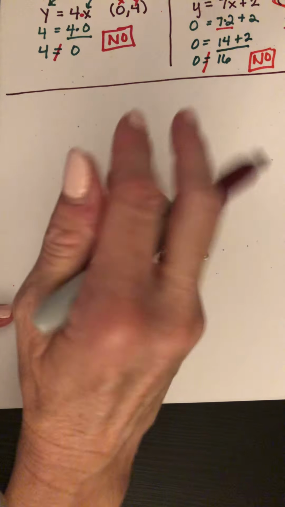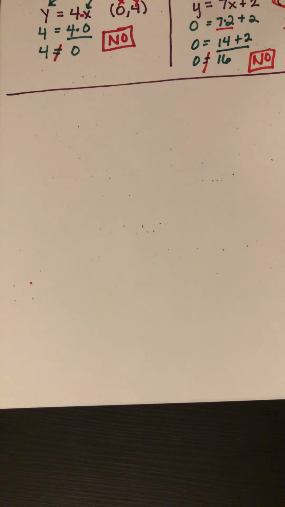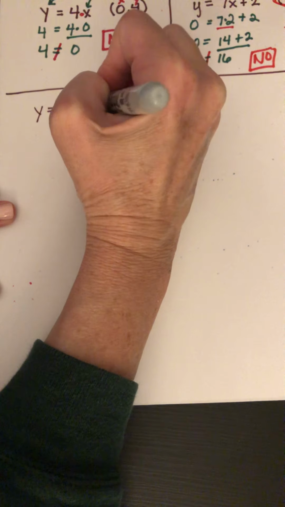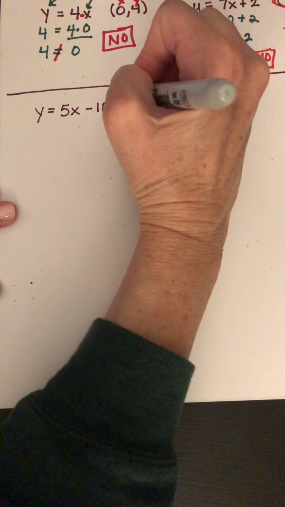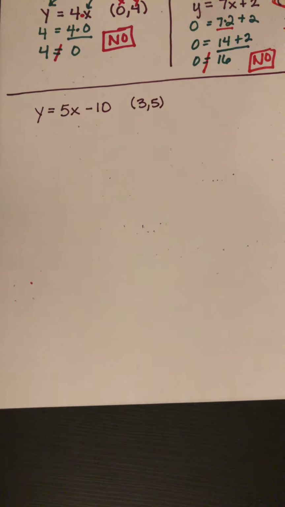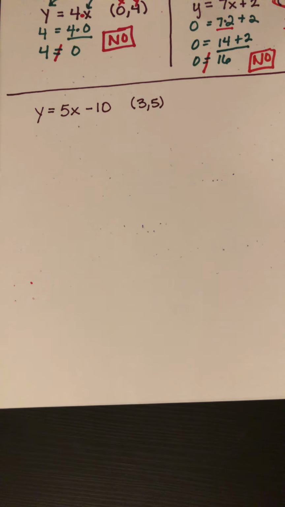Let's try another one. Sorry guys, hang on one sec. y equals 5x minus 10, and my ordered pair is (3, 5). Pause this and see if you can do this one on your own. Is this ordered pair a solution to the equation?